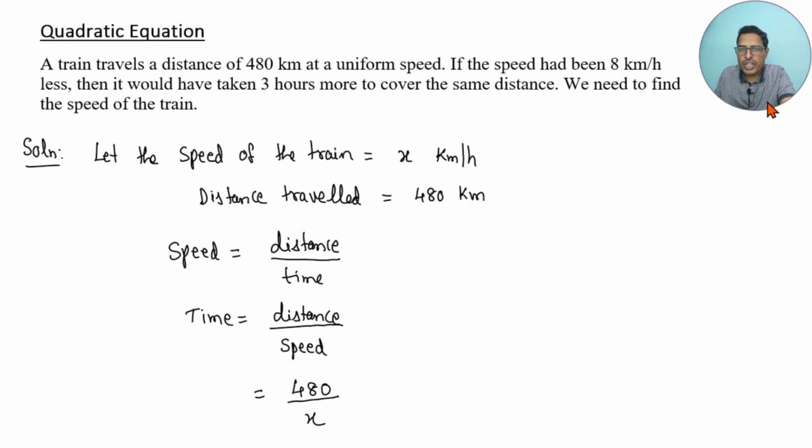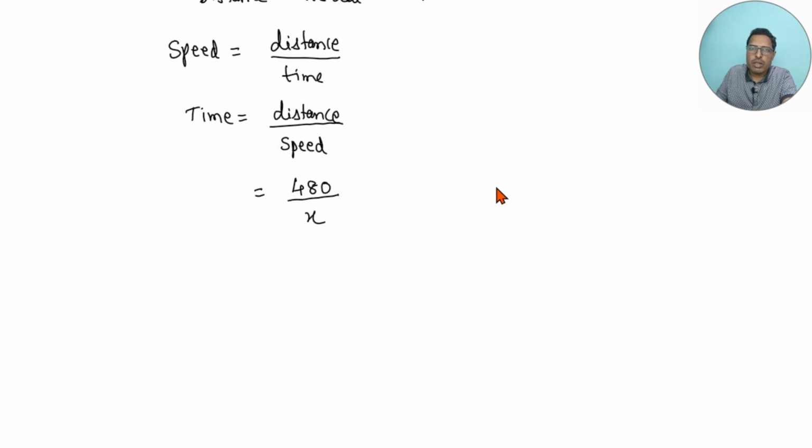Further, if the speed had been 8 kilometers per hour less, that means the speed is reduced by 8 kilometers per hour, then the time taken would have been 3 hours more. Here the speed is reduced. How much is the speed reduced? The speed is reduced by 8 kilometer per hour.